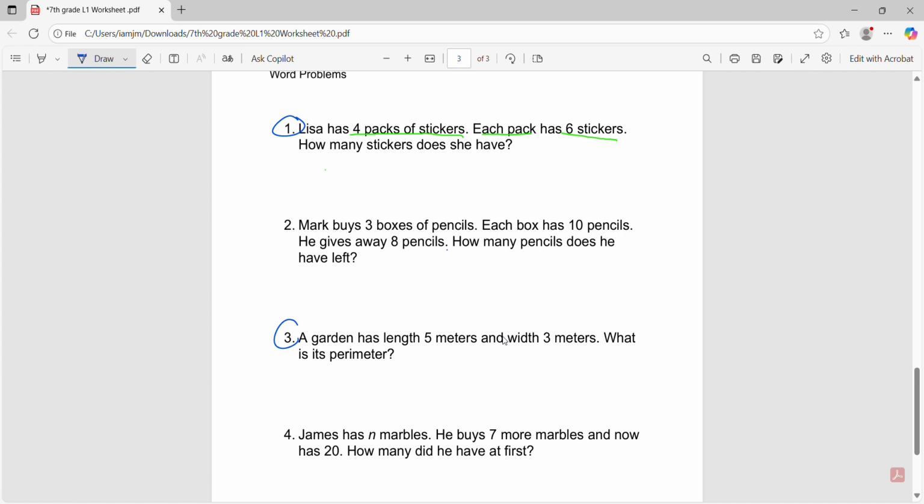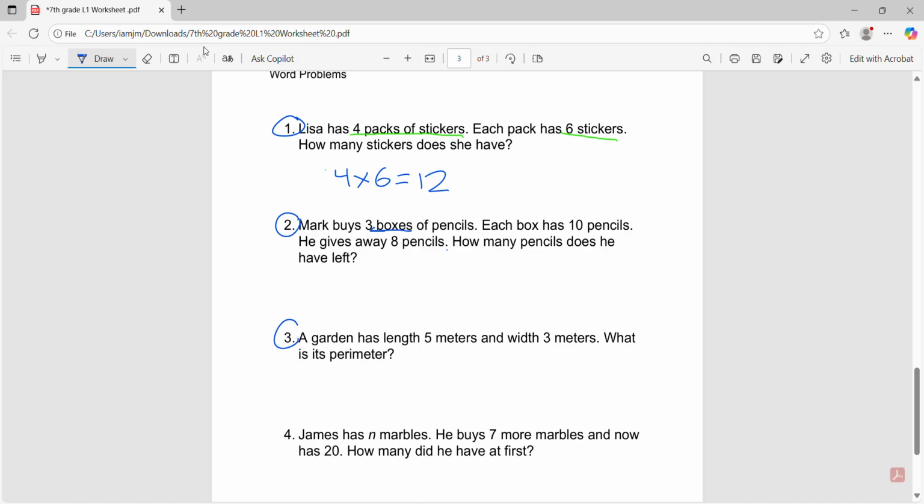How should we write an expression for this? 4 times 6. Since she has 6 stickers in each pack, we multiply. 4 times 6. We would then get 24. Easy. Maybe we'll do number 2 since this was a really easy word problem question.